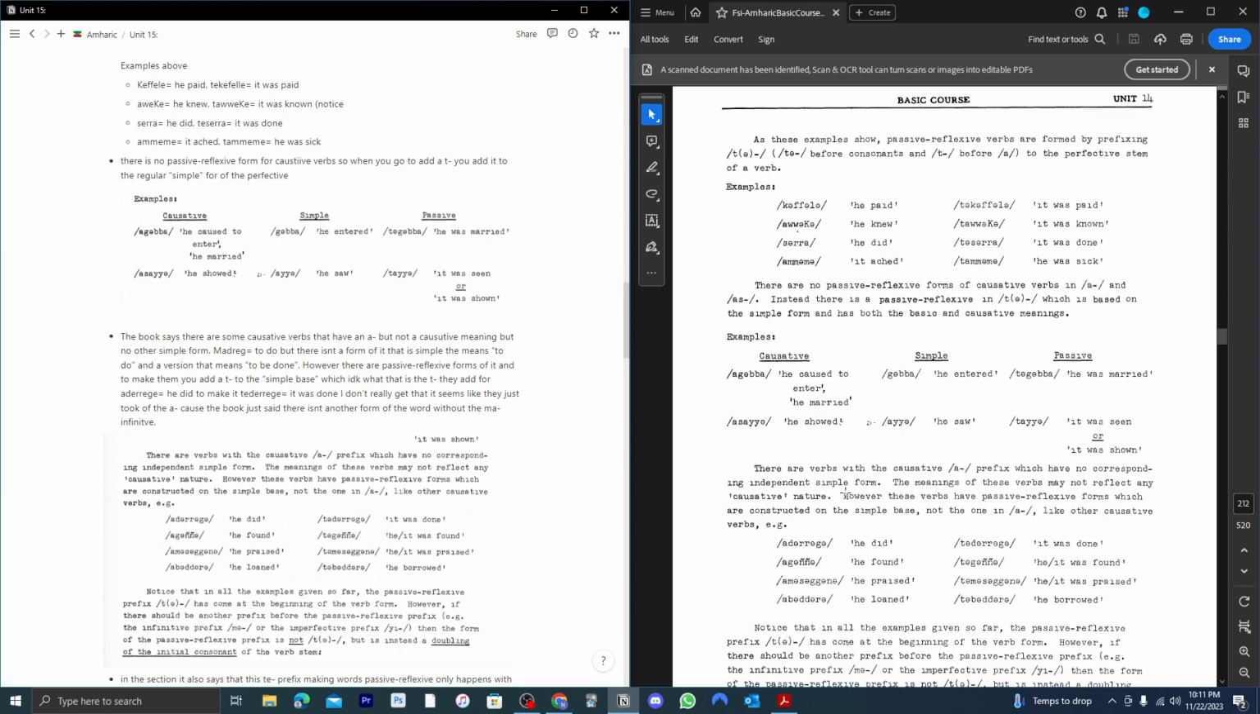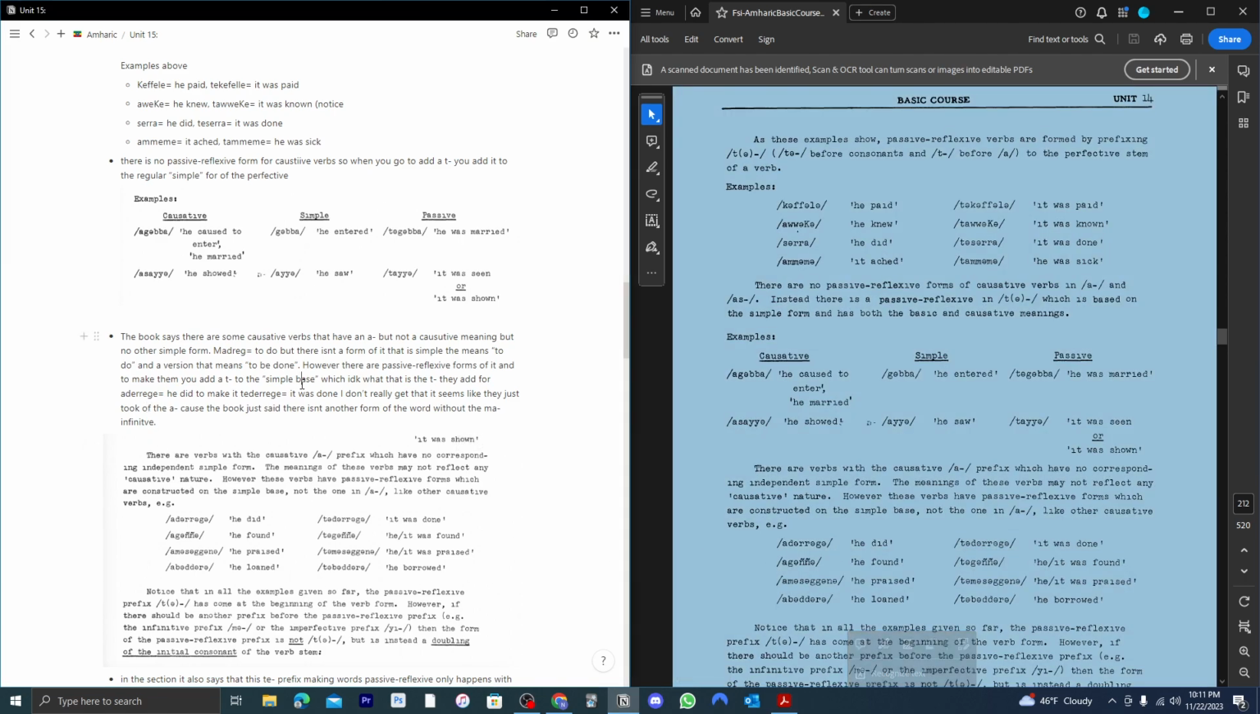So basically, madreg means to do, right? Adrege means he did. I don't know, like to cause to do, it may not necessarily have a form like that. Maybe there is a masdereg, but if you wanted to make it passive reflexive, you would not throw a T in front of this. You would just replace it and make it tederege. And I think that's what I tried to say here.